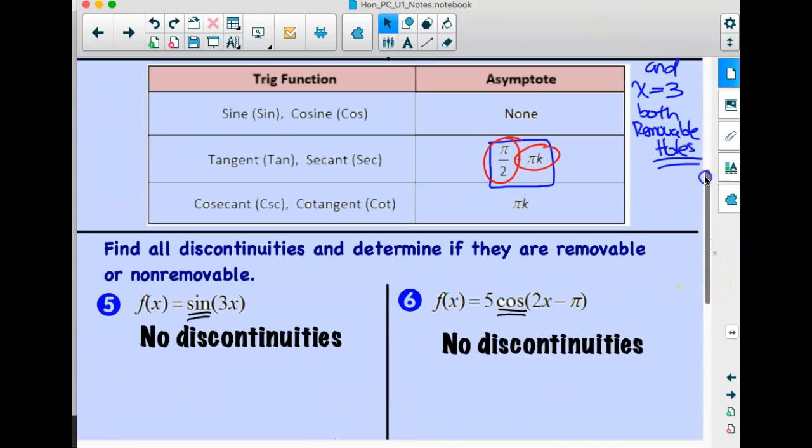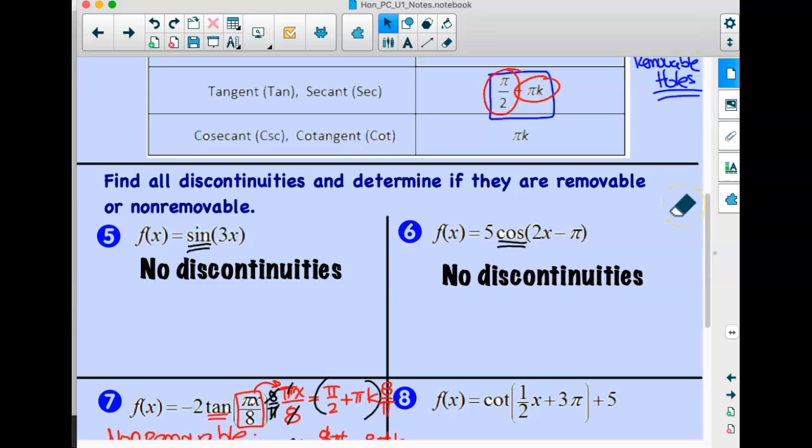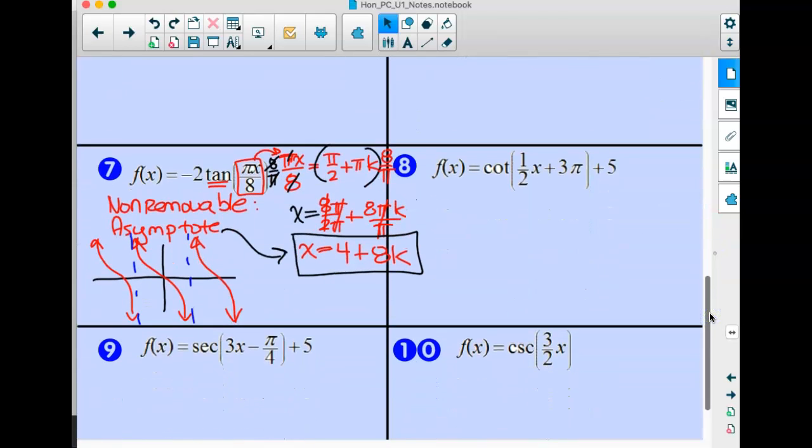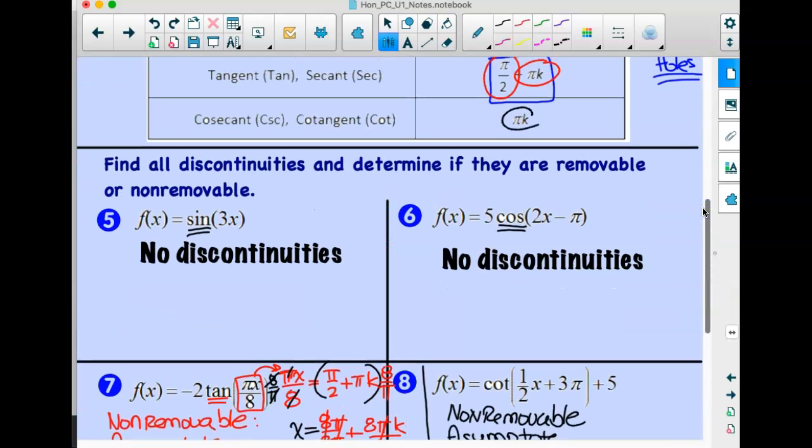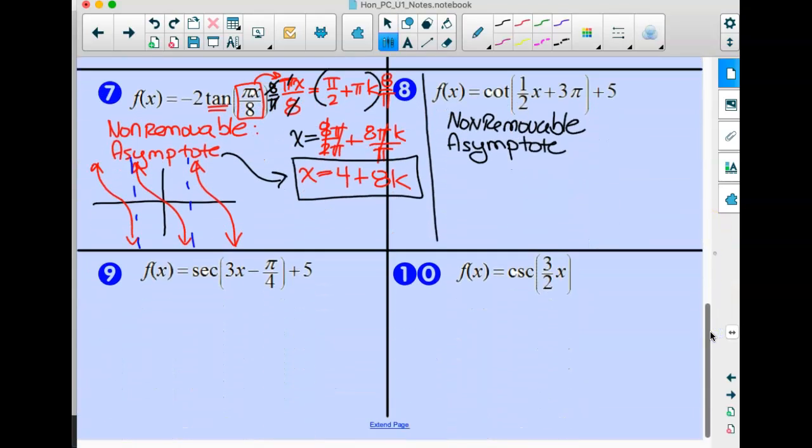Okay, now cotangent. So look at cotangent. Cotangent is going to be like cosecant. So pi k is where you have an asymptote, right? Look at what's going into the cotangent. Let's try to do this one without graphing it. So it's going to be non-removable because all cotangents have non-removable asymptotes. Not going to have any holes or anything like that. And so look at what's going in and set it equal to pi k. So we'll do 1/2 x plus 3 pi equals pi k. And then we're going to solve that for x and figure out what the values are for the asymptotes, the non-removable discontinuity.